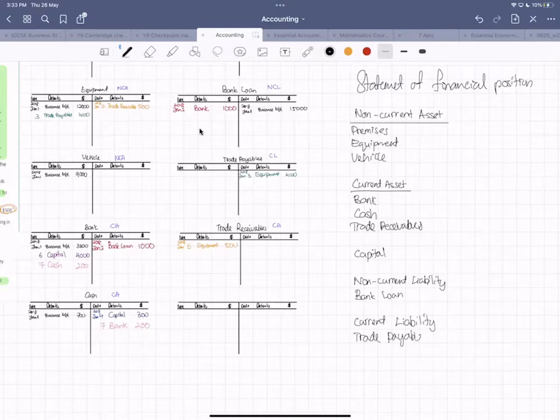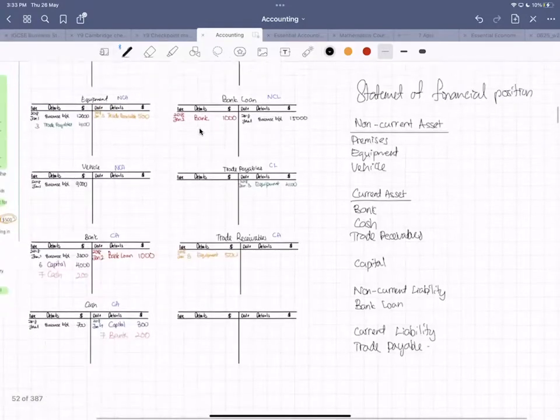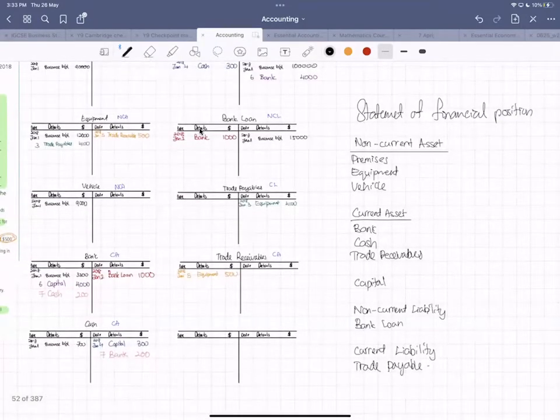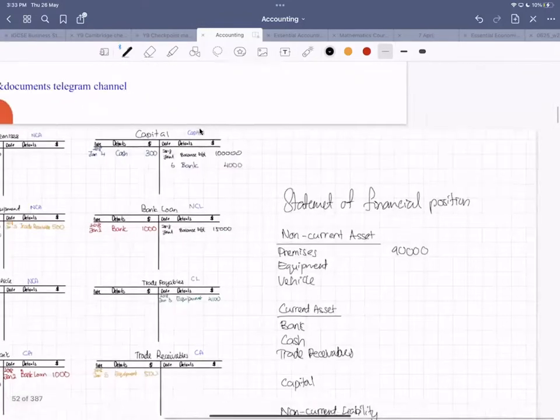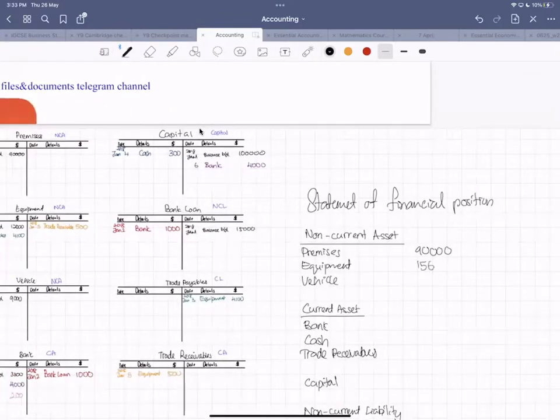So now I'm going to put in every single item, then we're going to calculate. So let's look at premises. Nothing has changed. So I'm just going to write 90,000. Okay, equipment, something has changed. So I need to calculate how much is equipment. So as you can see, it is 12,000 in the beginning. And then I need to add 4,100. Then I need to minus 500. So I get 15,600. This is the balance that I have.